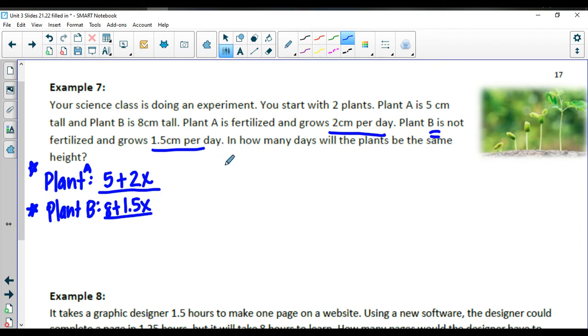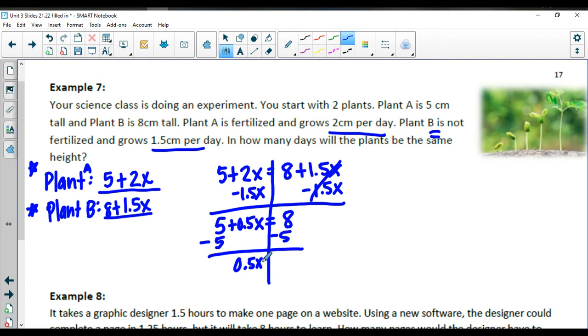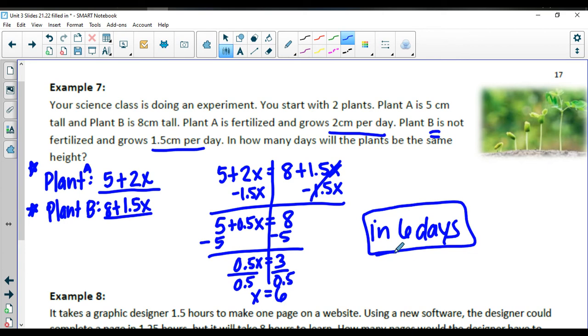We're going to go ahead and set these two equal to each other. So we have 5 plus 2x is equal to 8 plus 1.5x. Move your smaller variable x. So we're going to bring 8. We have 5. 2 minus 1.5 is plus 1/2 x. Subtract away the 5. So 0.5x is equal to 3. Divide by 0.5. We get x is equal to 6. So in 6 days, they will be the same height.